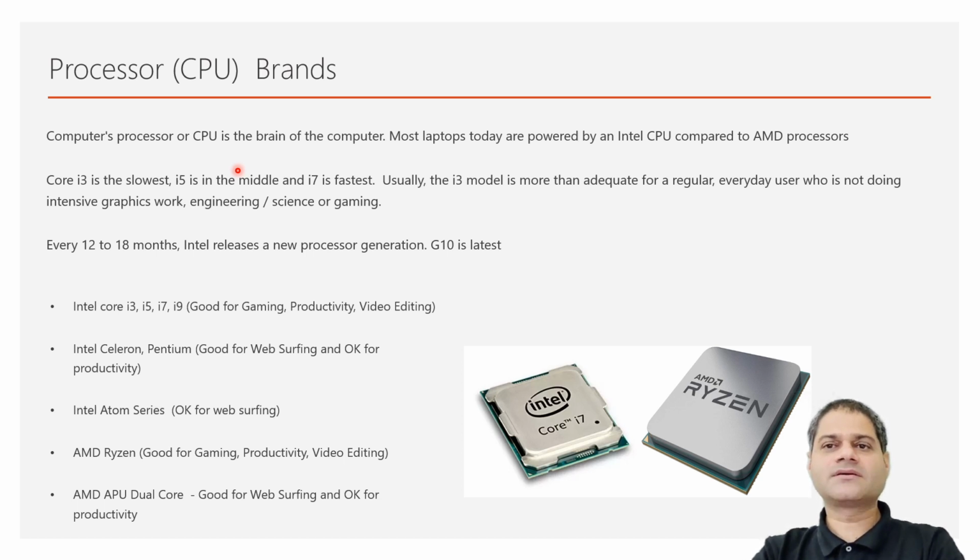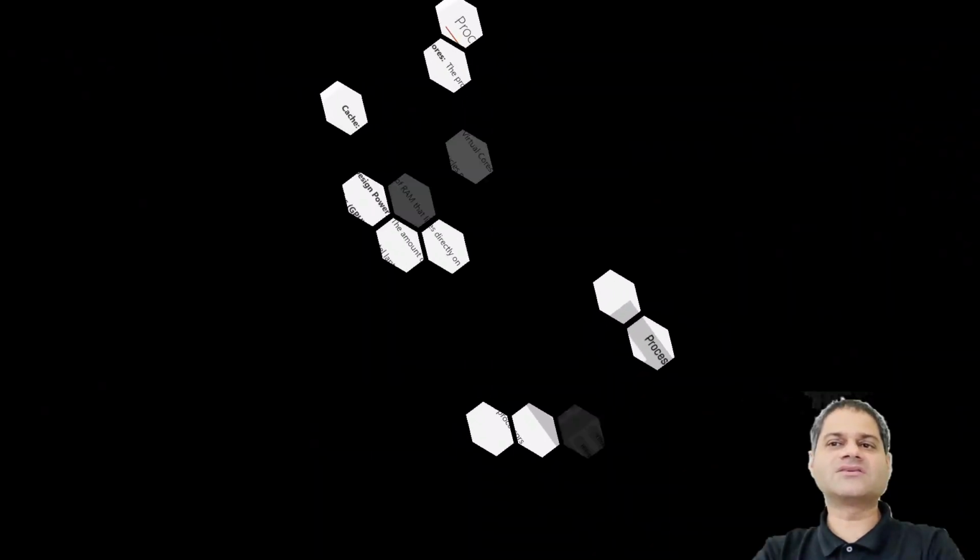If you have a tight budget, no need to spend huge amount for i7 processor. It is for generic home purpose. When you want to use it for intensive graphics work like engineering, science, or gaming, definitely we need to go with i5 or i7. Most of the time, for a general user, speed difference cannot be recognized between i5, i7, etc. Every 12 to 18 months, Intel releases new generation of processors. Generation 10, G10 is the latest. G8 and G9 are good enough and widely sold in the market now.